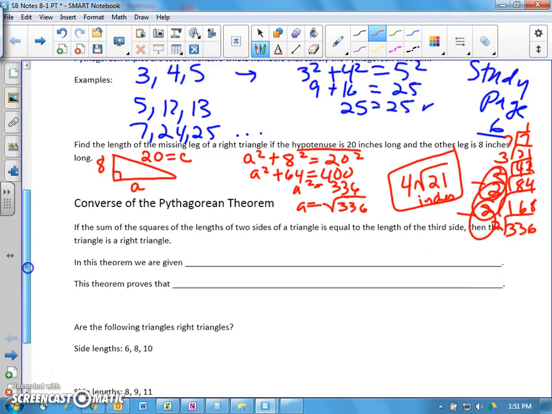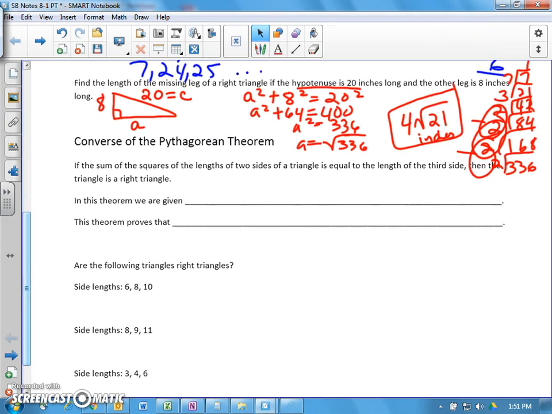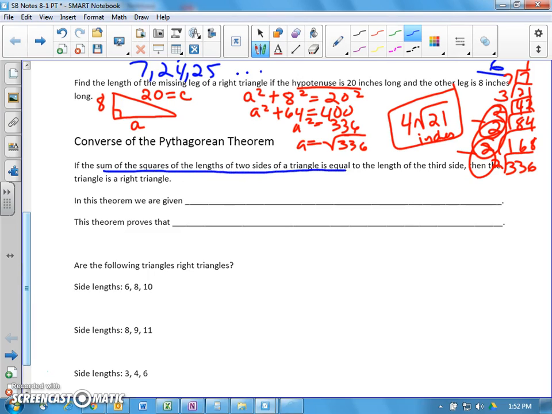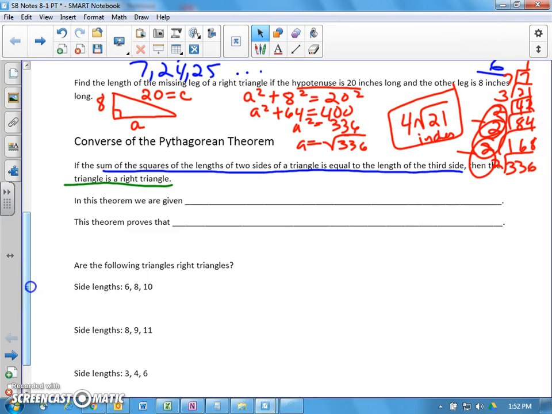So let's talk about the converse of the Pythagorean theorem. This is what allows us to turn this around and use this in the opposite direction. It says if the sum of the squares of the lengths of two sides of a triangle is equal to the square of the length of the third side, then the triangle is a right triangle. Okay, so the blue is our hypothesis, the green is our conclusion.